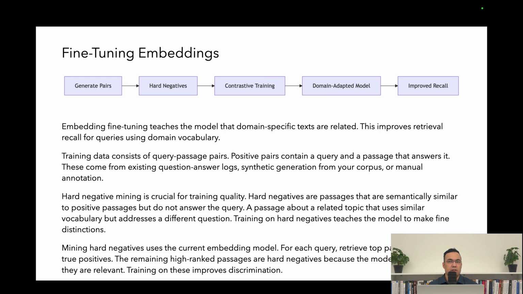Matryoshka representation learning produces embeddings useful at multiple dimensionalities. The same embedding can be truncated to lower dimensions while preserving the quality. This enables trading storage against quality without retraining. Evaluate on a held-out query set. You should compare the retrieval metrics before and after.